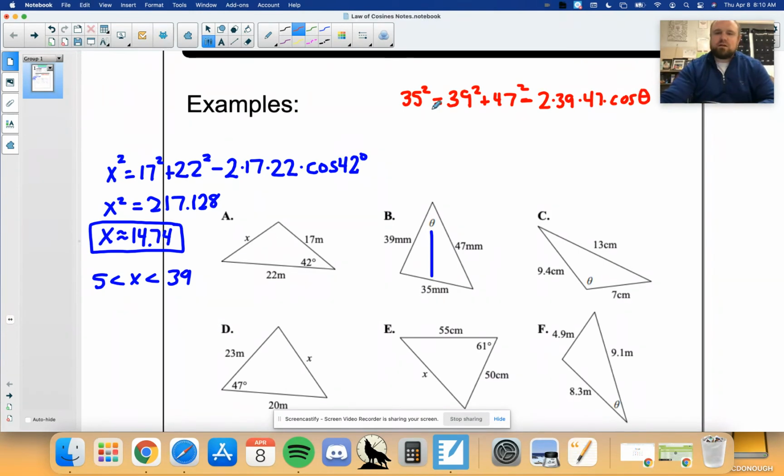So in this case, we don't know what theta is because it is what we're looking for. First thing I'm going to do is figure out some of these values. So 35 squared is 1,225. Then I'm going to take 39 squared. So 39 squared is 1,521. Then I'm going to take 47 squared. So 47 squared is 2,209.